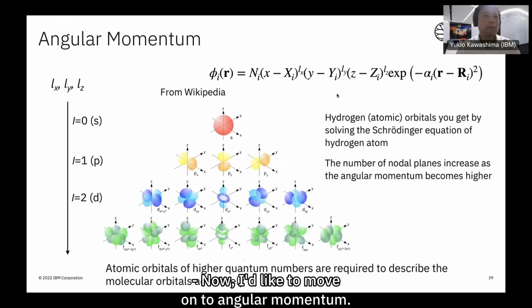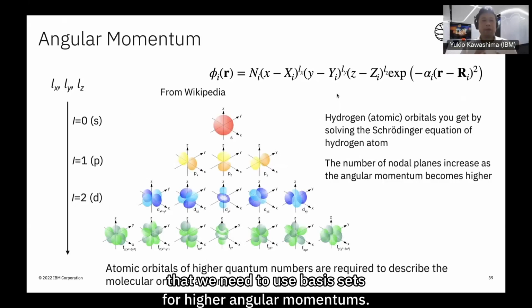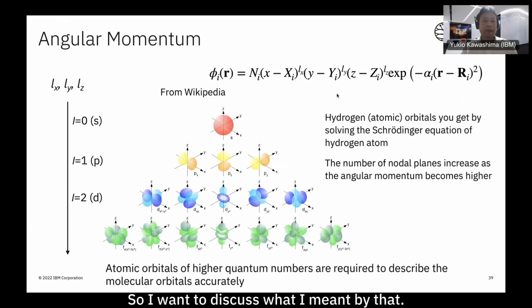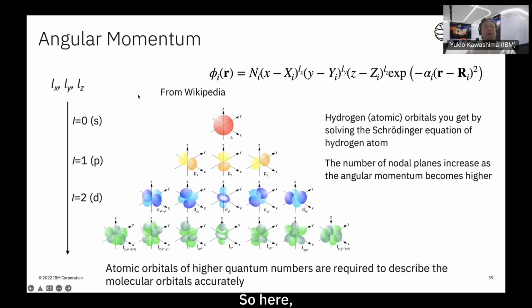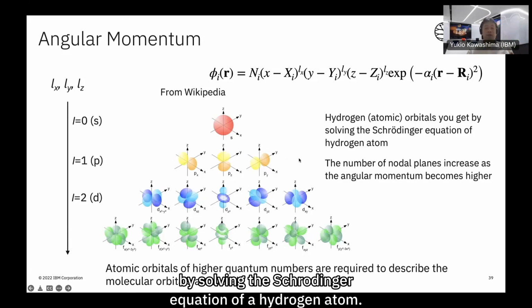Now I'd like to move on to angular momentum. I mentioned that there are cases where we need to use basis sets of higher angular momentums, so I want to discuss what I meant by that. So here is the basis set we have, and Lx, Ly, Lz are the angular momentum for each x, y, and z. So here, this figure is the solution of the Schrodinger equation of hydrogen atom. These are the hydrogen orbitals or the atomic orbitals you get by solving the Schrodinger equation of a hydrogen atom.